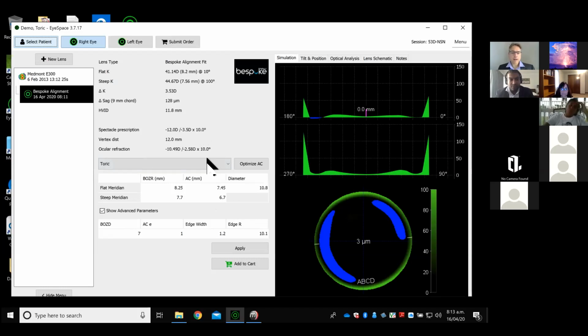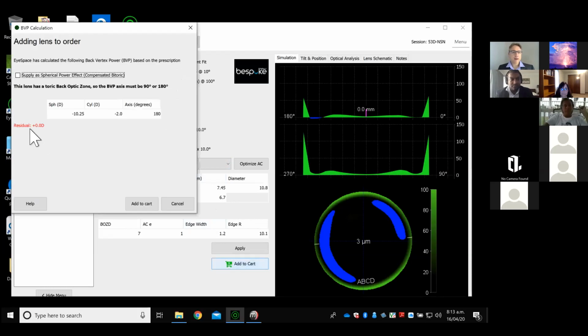So if we click add to cart, the software will analyze and then calculate a back vertex power for us. In this case, we've nailed it. There should be 0 residual astigmatism coming from this. Again, if we look at the toric and spherical power effect, Jagger, if you want to click on that for us, notice that the cylinder then changes to -3.